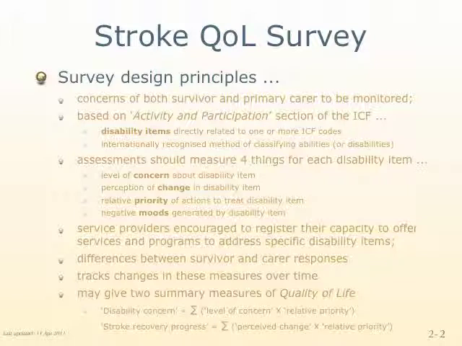The recovery progress scores for individual disability items could then be summed to give an overall measure of recovery progress for a stroke survivor.